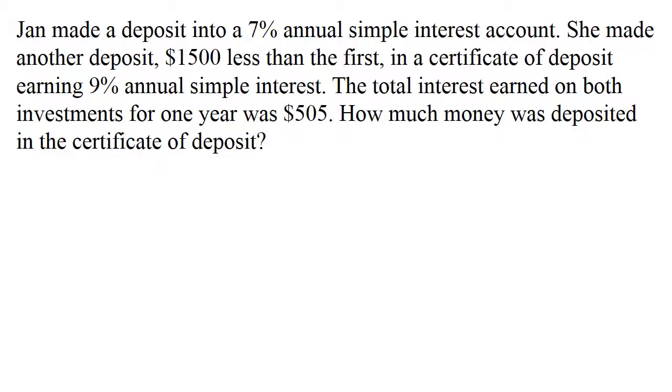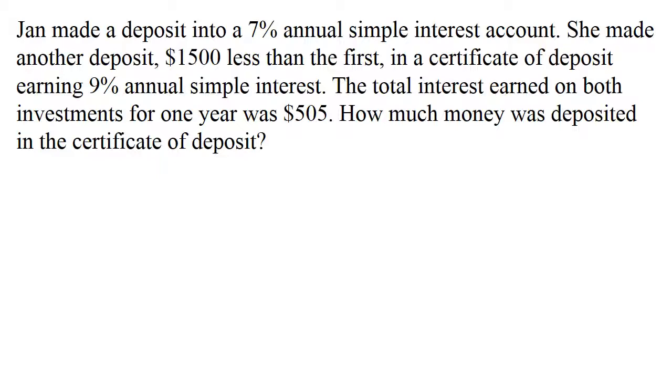So let's look at some example problems. Jan made a deposit into a 7% simple interest account. She made another deposit $1,500 less than the first one in a certificate of deposit earning 9% annual simple interest. The total interest earned on both investments for 1 year was $505. How much money was deposited in the certificate of deposit?